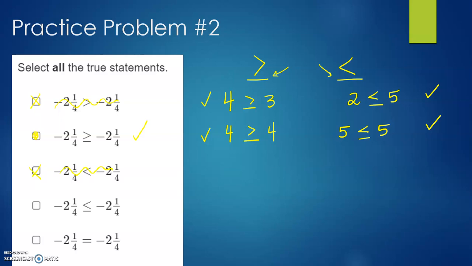Negative 2 1/4 is less than or equal to negative 2 1/4. That is a true statement because they're equal. And then the last one obviously is also true because they are equal to each other. So those are 3 ways by the check marks that you could represent the relationship between the numbers.